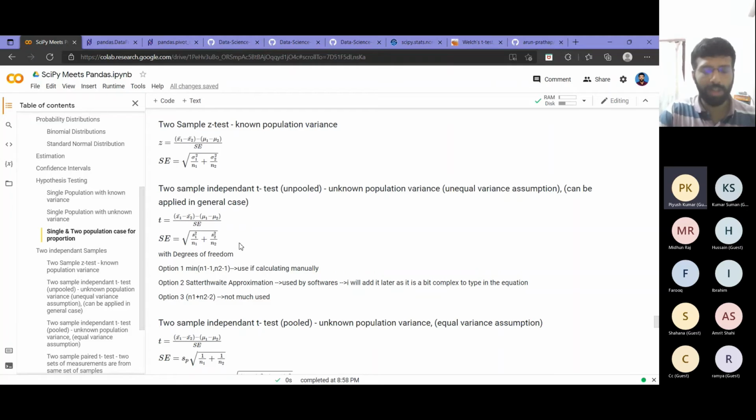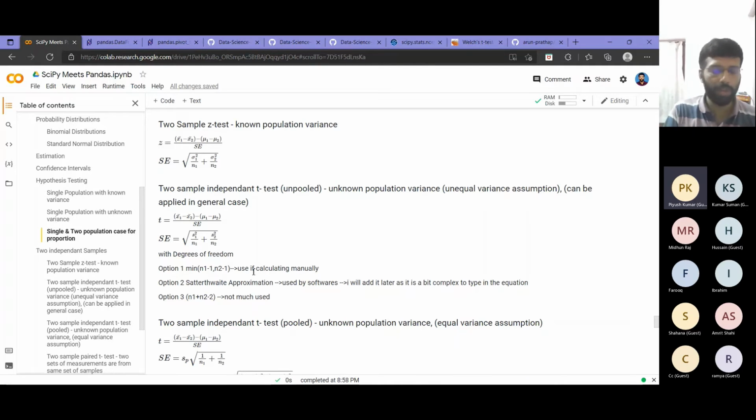When we try to do it using the Python stats library, this is the equation that will come into play. If you are doing it manually, you can always use the minimum of n1 minus 1 and n2 minus 1 to simplify the computations. The difference between these two cases will be very minimal, and a difference in result can arise only if the case you are considering is very marginal.